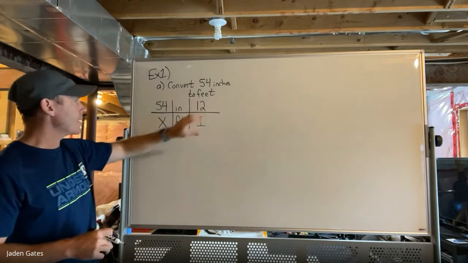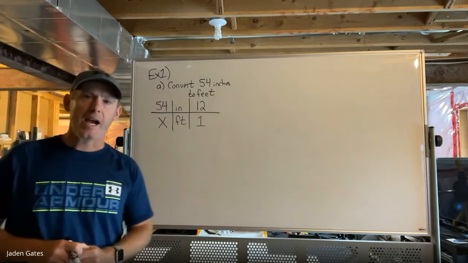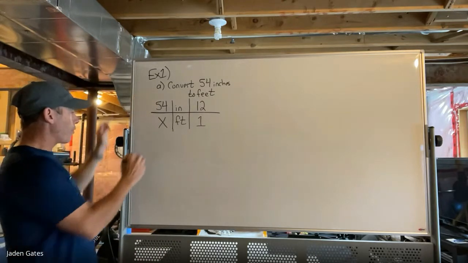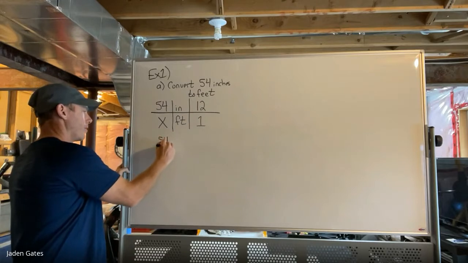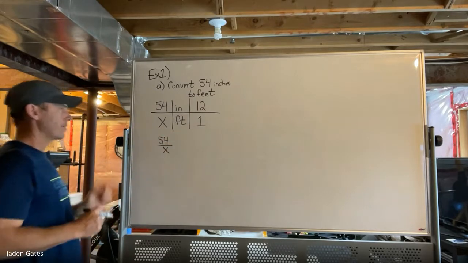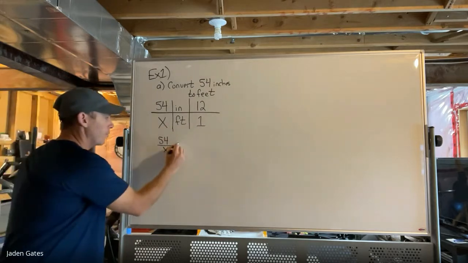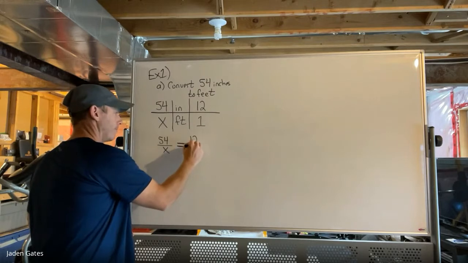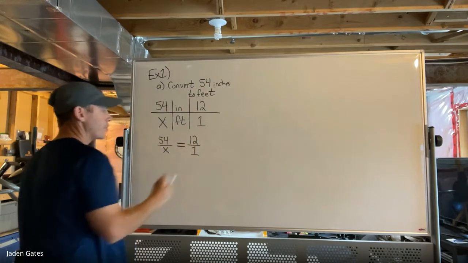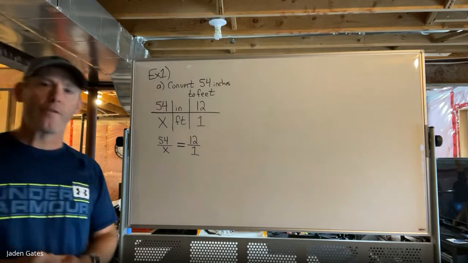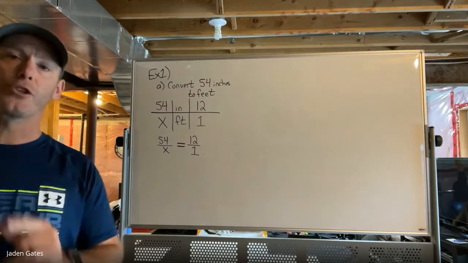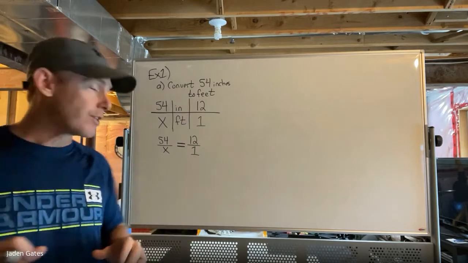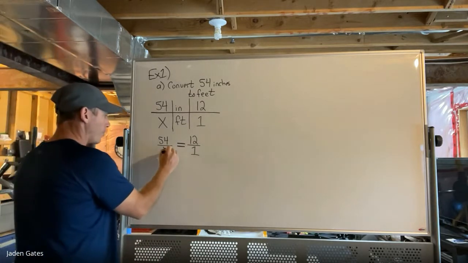Now what I'm going to do is take this table, and it's actually an equation. And here's how it works. This is a fraction. I get 54 over x. It's equal to 12 on the top and 1 on the bottom. So I have an equation where I have a fraction equaling a fraction. Now here's the trick to make this a lot easier and get rid of the fractions: I'm going to cross multiply.